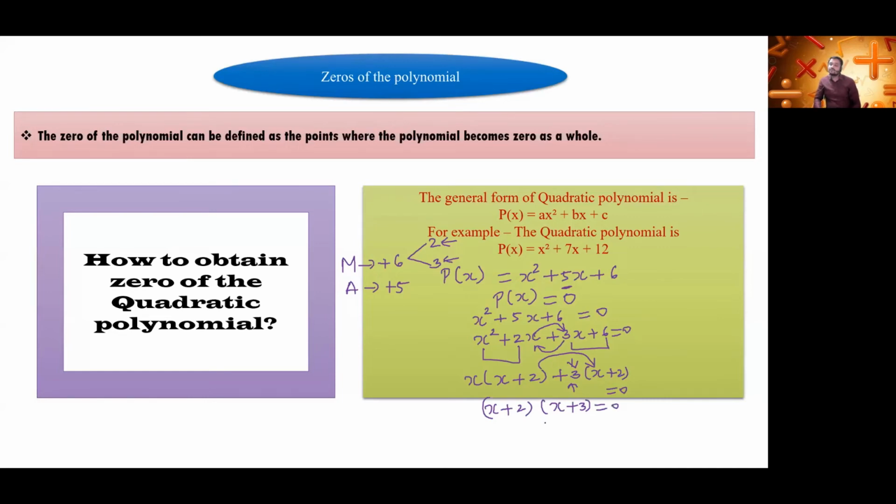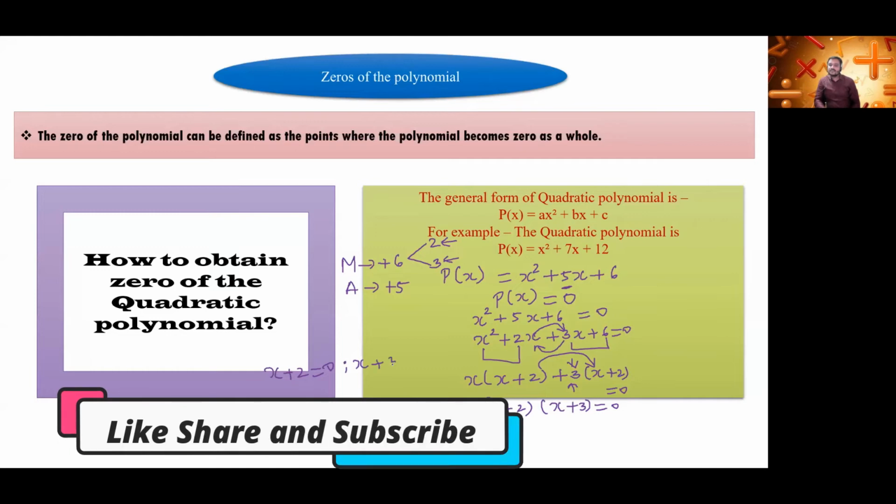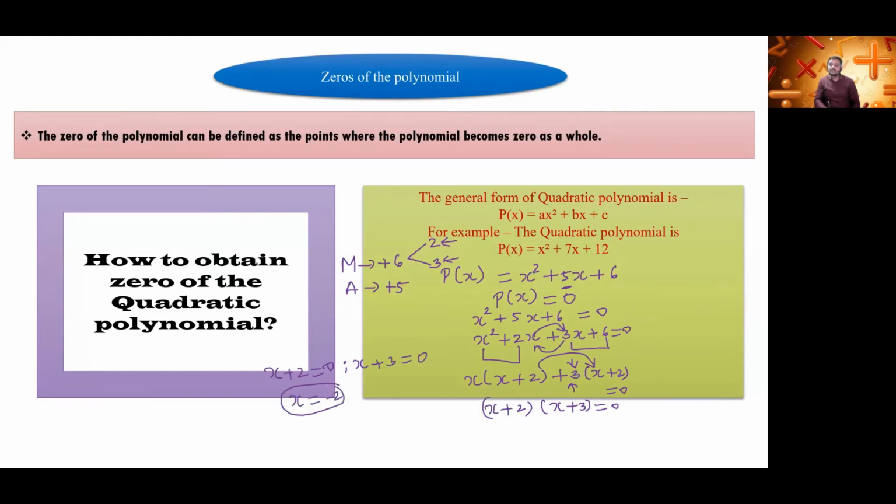Now we are having two brackets equal to 0, so independently equate both the brackets with 0. So x plus 2 is equal to 0 and x plus 3 is equal to 0. So from here we will get x is equal to -2 and from here we will get x is equal to -3. These are nothing but the two zeros of the quadratic polynomial which was given by Somesh. Is it clear to everyone?